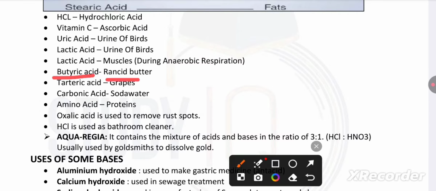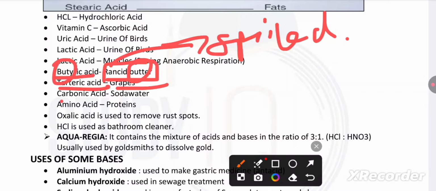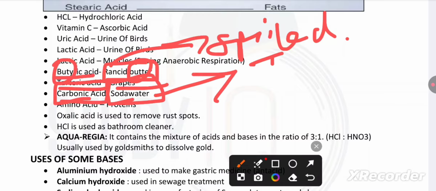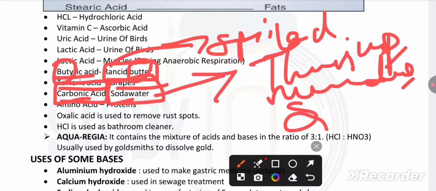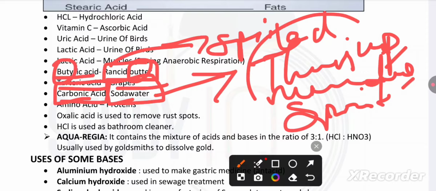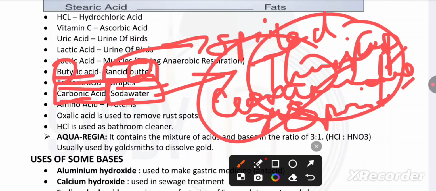Butyric acid, rancid butter. Rancid means spoiled butter. Tartaric acid, grapes. Carbonic acid, soda water. We drink thumbs up, Mountain Dew, Sprite, all contain carbonic gas. That's why it's called a carbonic drink.